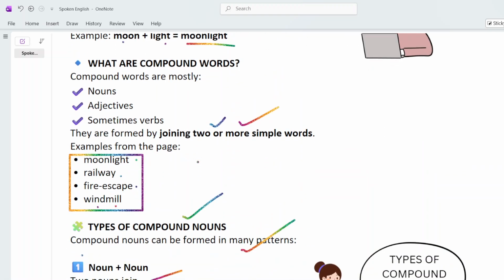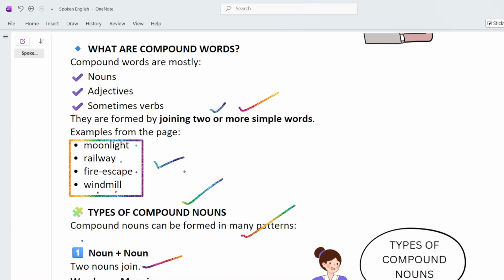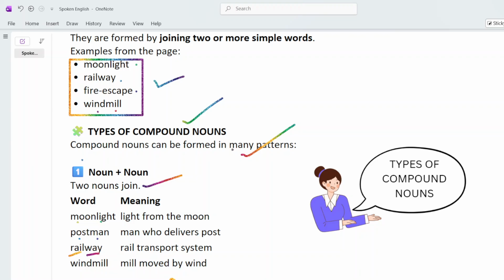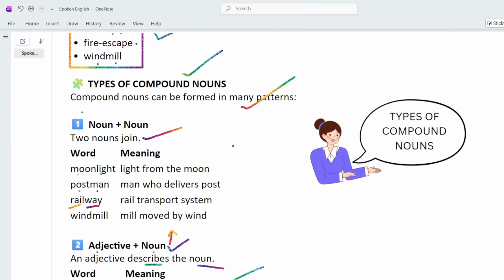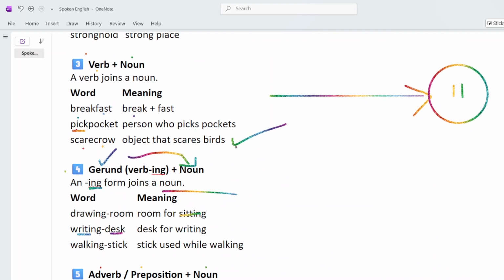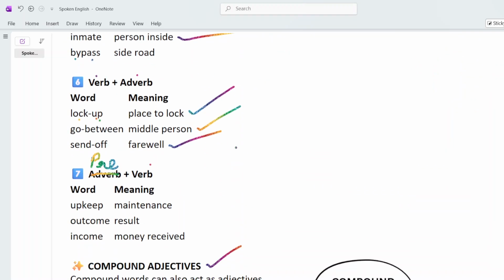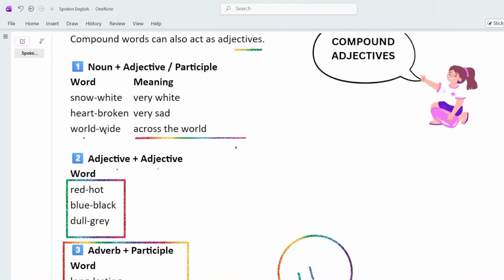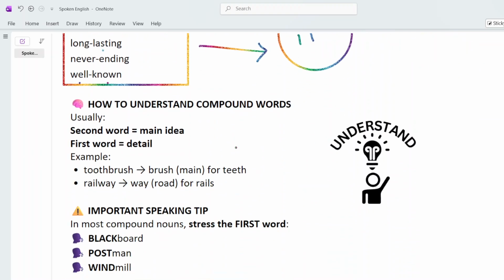We understood that pretty much, and we kind of looked at some examples as well. Now, types of compound words also we saw, and we saw how they are combined together and what the meanings are out of each of the compound words that I just spoke about right now. All right. Now, another important factor is how to understand compound words. Here's the secret rule: the second word is the main idea, the first word gives an extra detail.